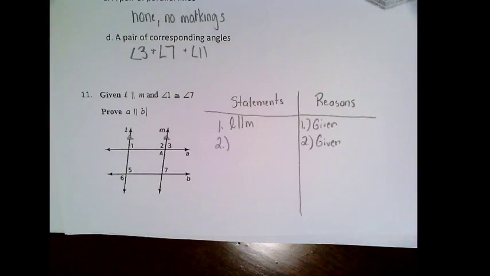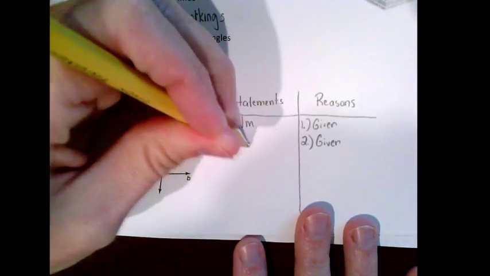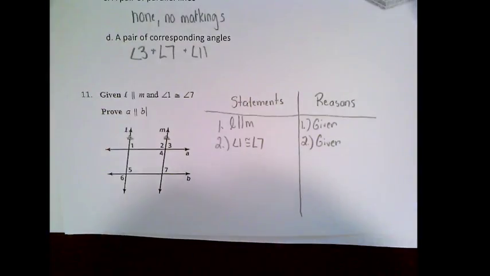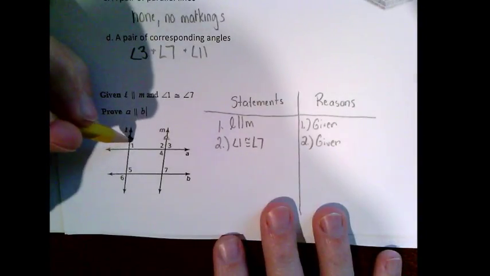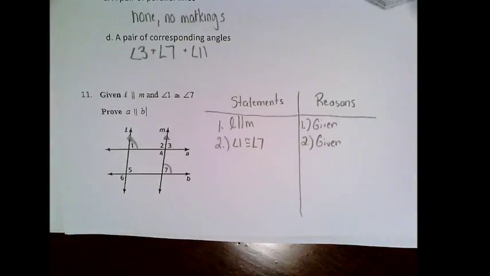Yeah, angle 1 is congruent to angle 7. Good. So angle 1 is congruent to angle 7. So again, I would mark that. I would put that on there. Now on your test, I would write this down on my paper. I would draw the picture and I'd mark this stuff as I go along. So I got 1 is congruent to 7. That's a good starting point.